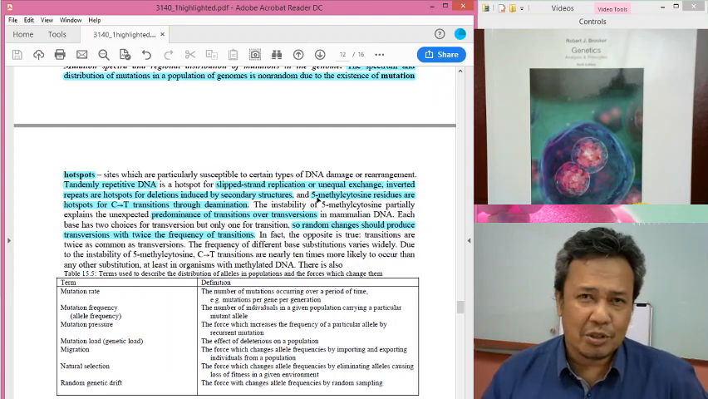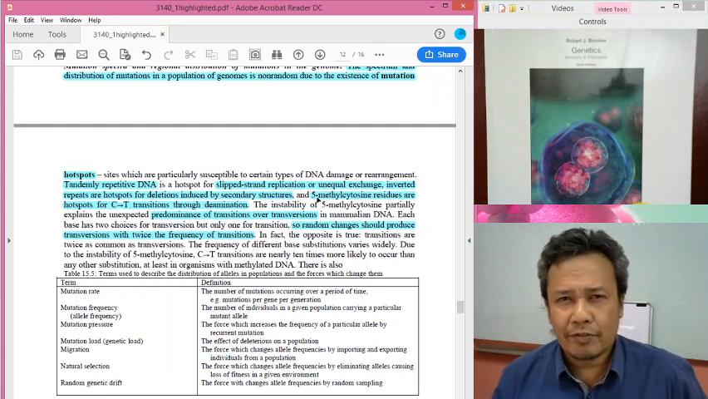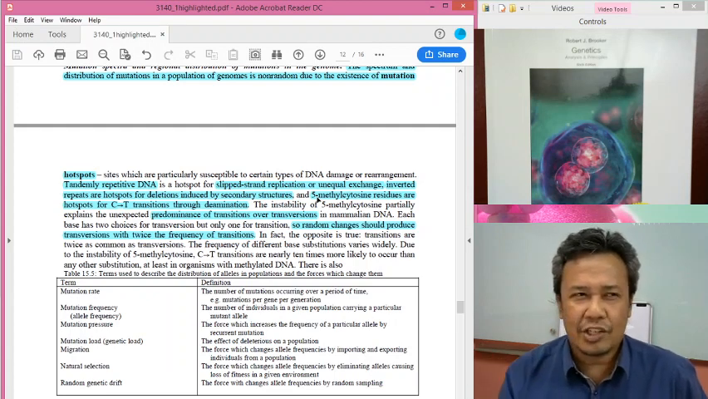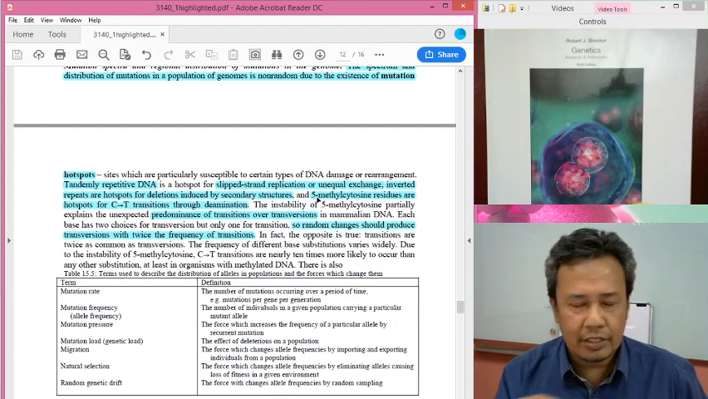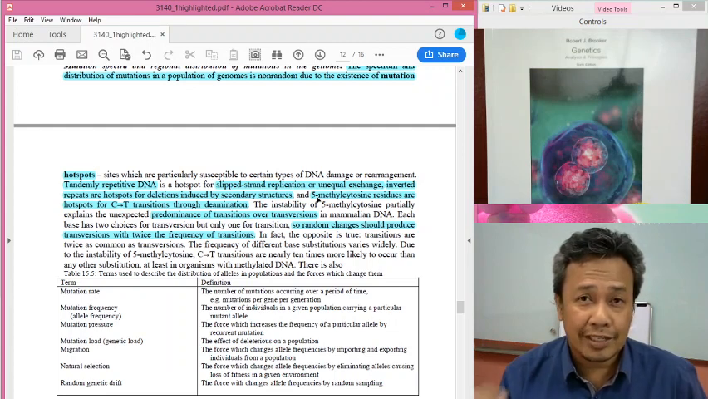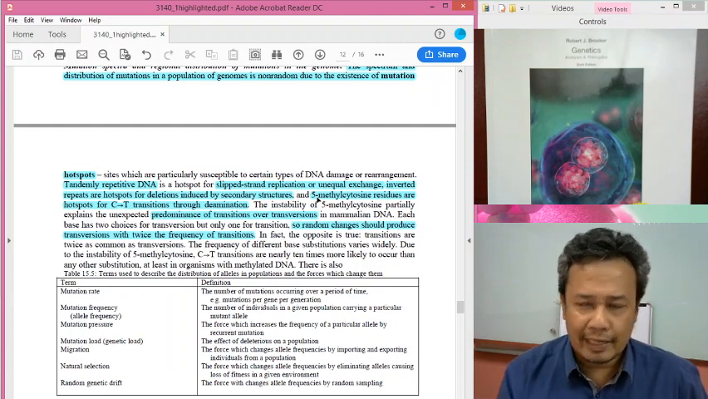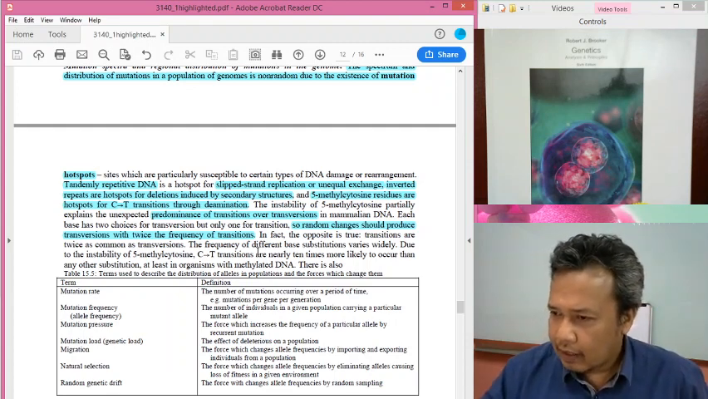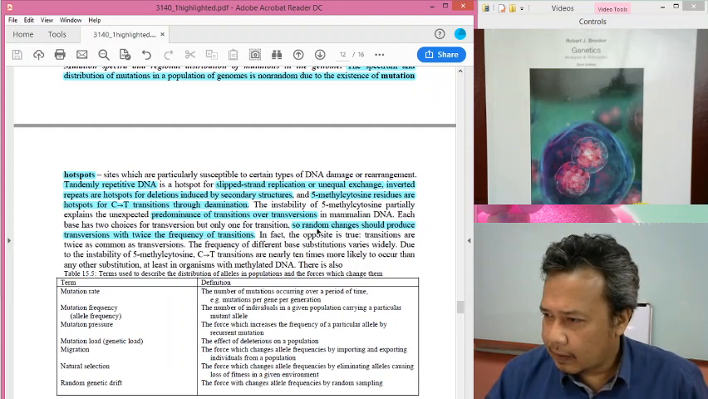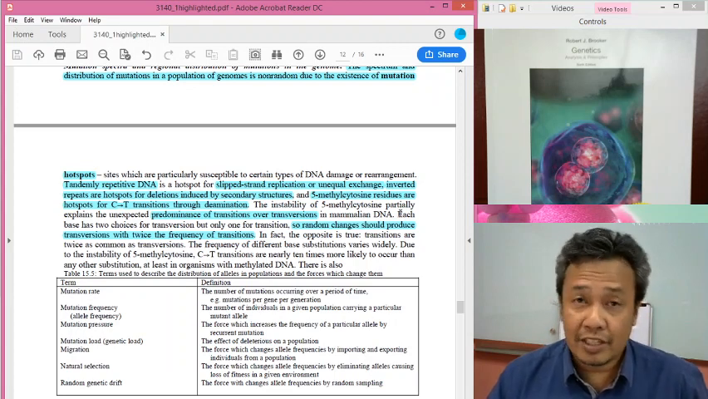One of the things that you should notice, if you are looking at the molecular basis of mutations in your second year, you will find that a lot of the mutations, the alkylation, change the properties of the bases and so on. A lot of the mutations result in transitions. Why is this important? If you look at the nature of nucleotides, you'll see this statement: each base has 2 choices for transversion and only 1 for transition.